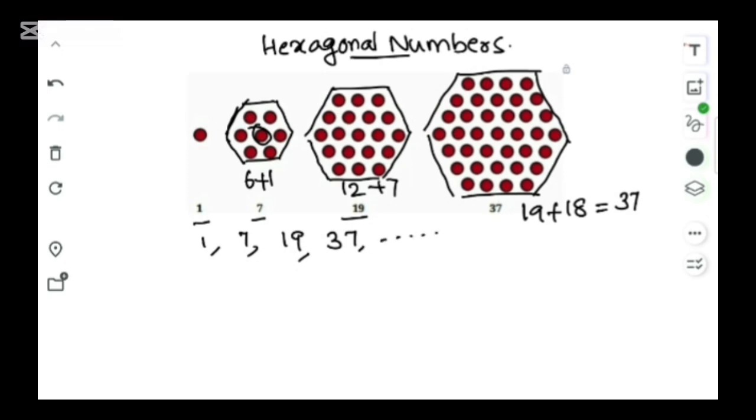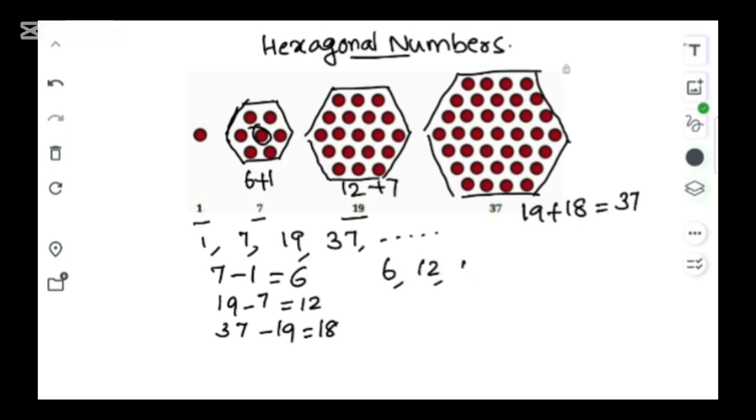Now let's observe the pattern. The difference between consecutive numbers is 7 minus 1 equal to 6, 19 minus 7 equal to 12, 37 minus 19 equal to 18. The differences are 6, 12, 18, and so on.